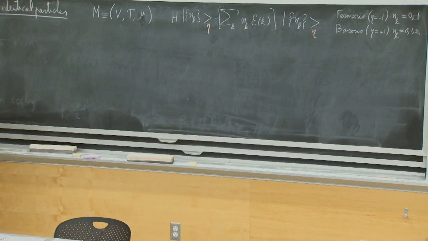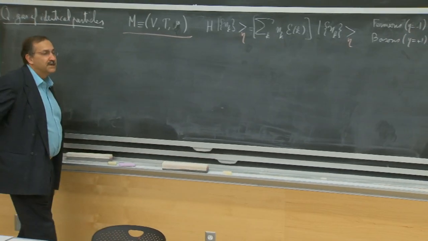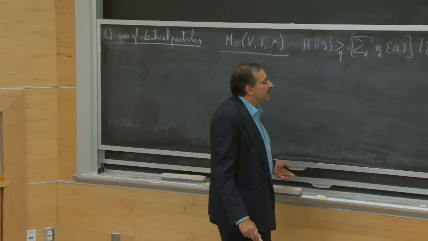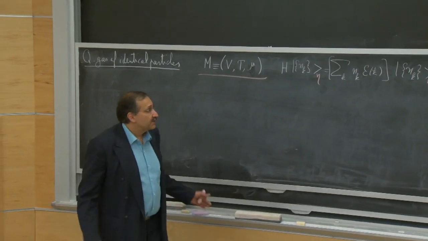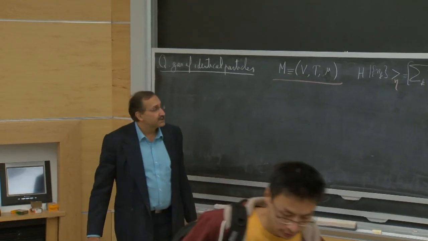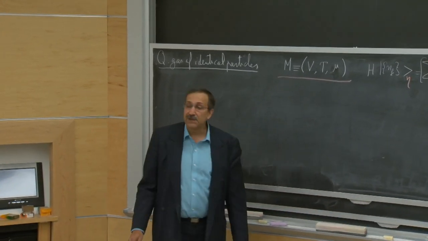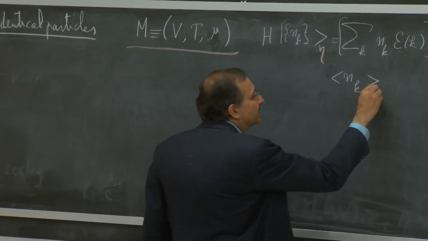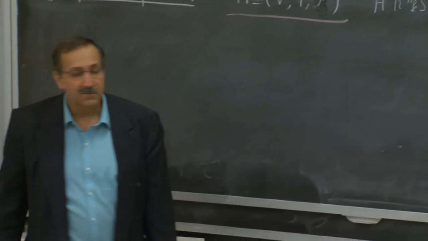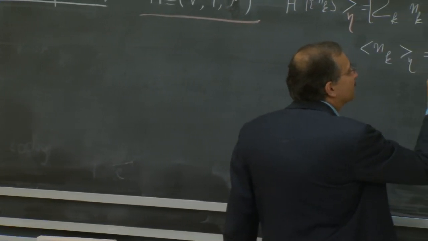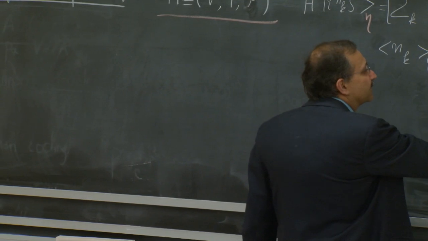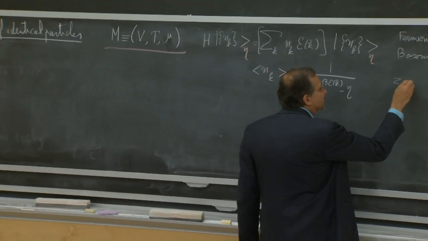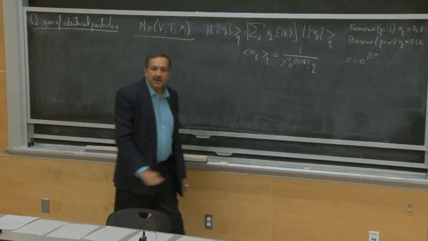Now we said that within this grand canonical prescription, these occupation numbers were independently distributed, the probabilities being given by exponential rules, such that when we calculated the average n_k, it depended on the statistics, but had a very simple form, which was 1 over z inverse e to the beta epsilon of k minus eta, where z was constructed from the temperature and the chemical potential as e to the beta mu.